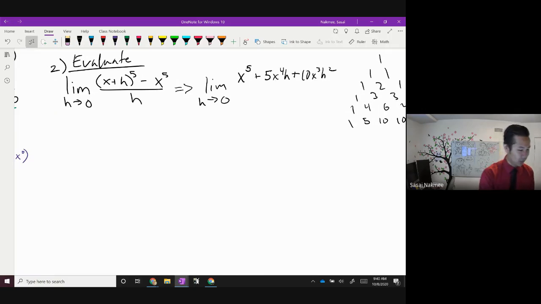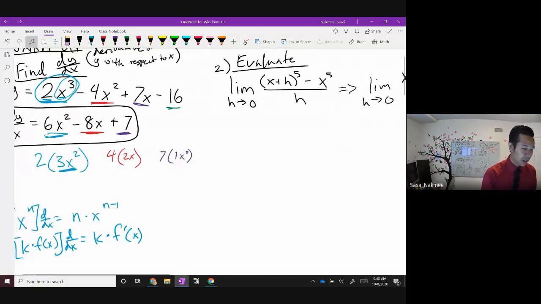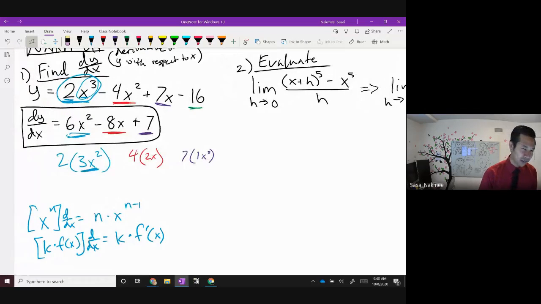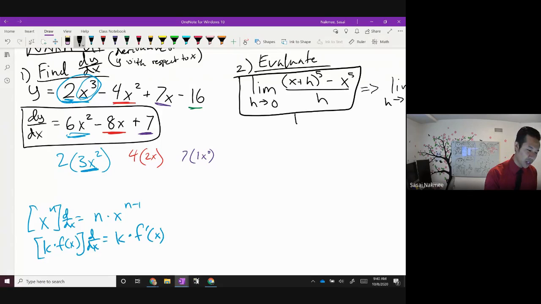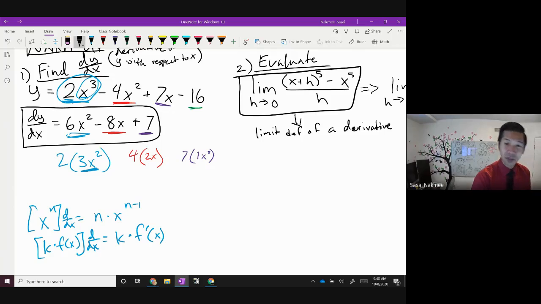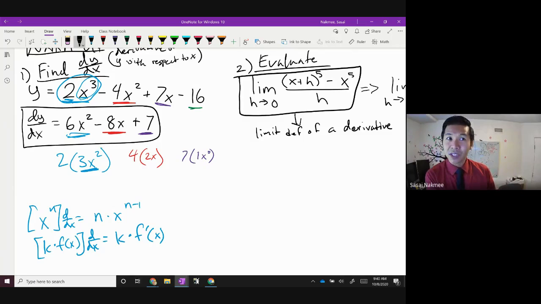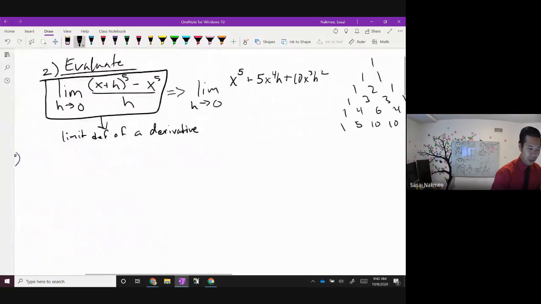Why would you even bother expanding this whole thing out when I told you guys, if you can identify what this represents? This right here represents the limit definition of a derivative. Does it not? Hopefully you can see that. And since it's the limit definition of a derivative, if I can find out what the original function is, I can probably use my shortcuts to calculate the derivative instead of doing this horrible expansion.